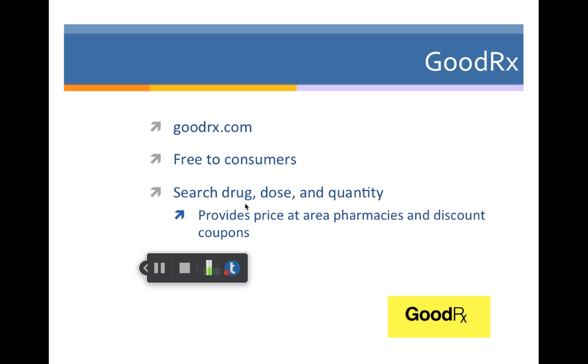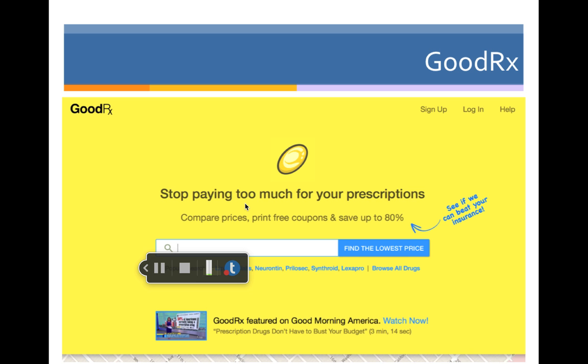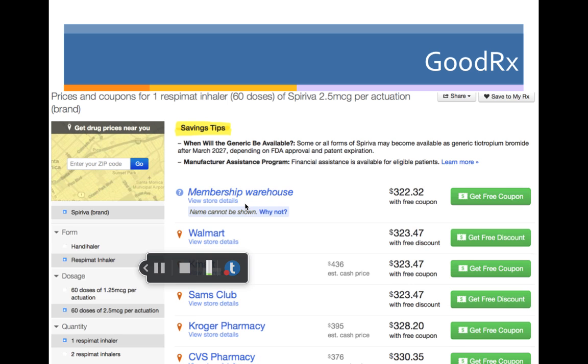And that's something important to keep in mind about GoodRx: most of the time patients need to have the discount coupon in order to get that lower price associated with the medication on GoodRx.com. So here's what the site will initially look like when you go to it. And again, you want to enter the drug name and the drug dose here. And so I initially looked up Spiriva.